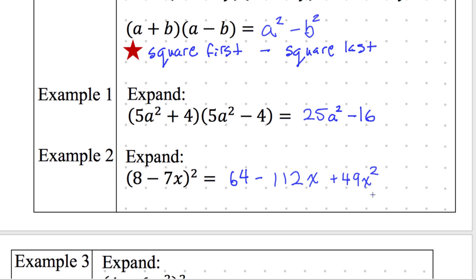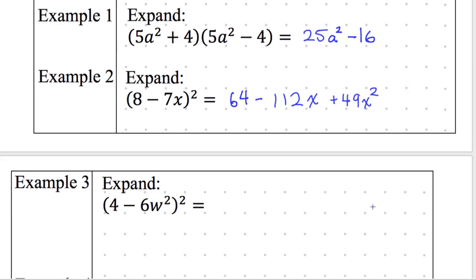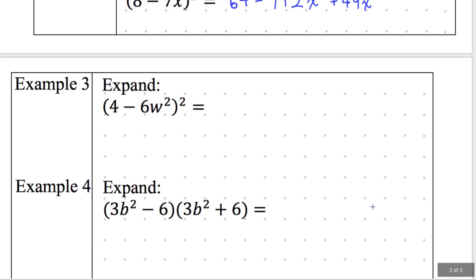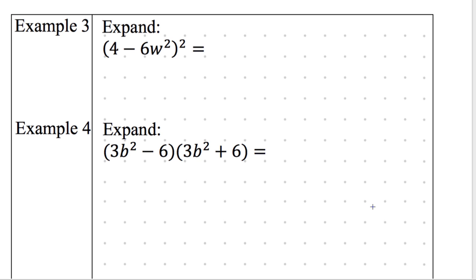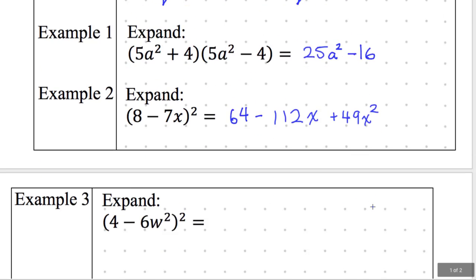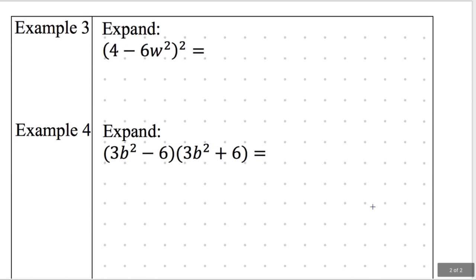Yeah, that was good. All right, and our final third example on the back. Oh, we have actually 4 examples. So not final, but almost final, semi-final example on the back. Expanding this guy. 4 minus 6w squared. Help me. Square the first, double the product, square the last.